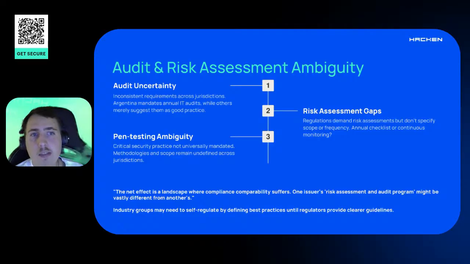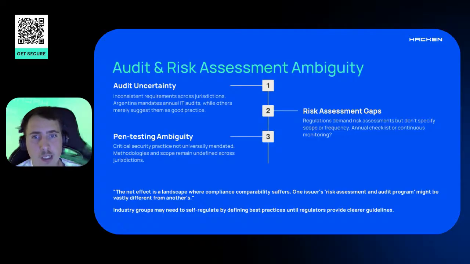Regarding audit and risk assessment ambiguity, there is audit uncertainty because of inconsistent requirements across jurisdictions. Argentina, for example, mandates annual IT audits, while others suggest them as good practice. And it creates risk assessment gaps: the regulations may demand risk assessments, but they don't specify the scope or the frequency. What do we actually need to do, an annual checklist or continuous monitoring? Do we need to do it at a mature or an initial level? What is the scope, what do we need to include, and so on.